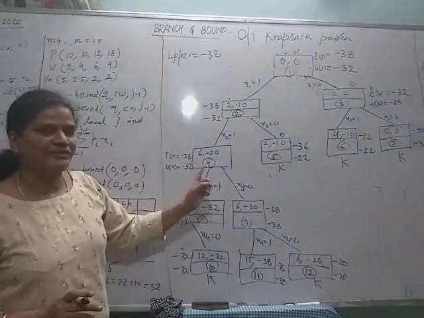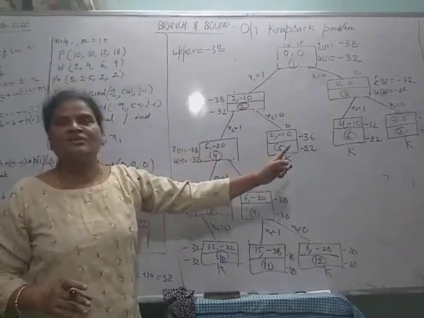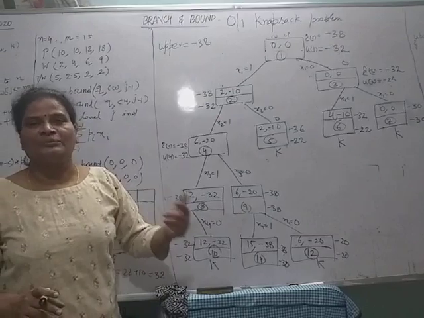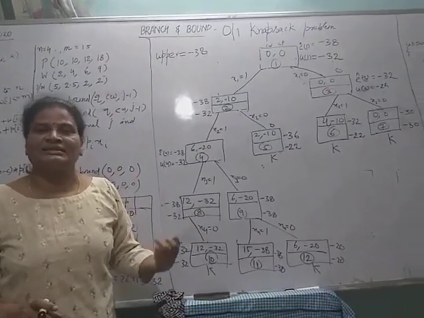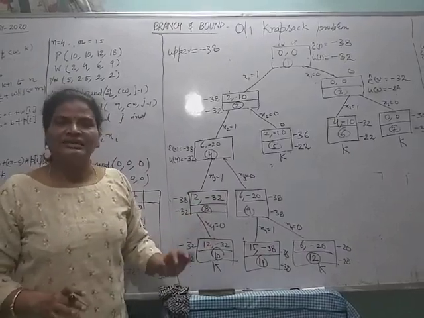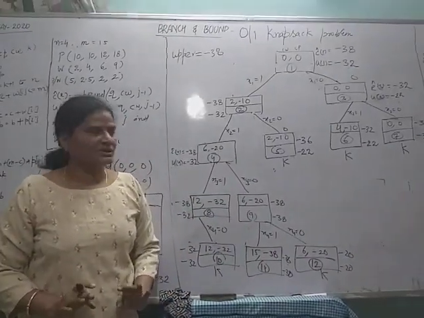Here when you apply FIFO, the expansion of node is not on the basis of lower bound. The first live node will be selected as the next E node. Okay, thank you.